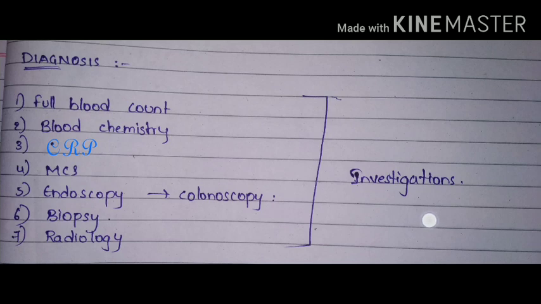And in blood chemistry, we look for any decrease in albumin, because this decrease is due to the inflammation and enteropathy, so we have to check the albumin levels. And the third one is CRP, nothing but C-reactive protein. If these levels are up, this indicates inflammation, so we have to check the C-reactive protein levels.